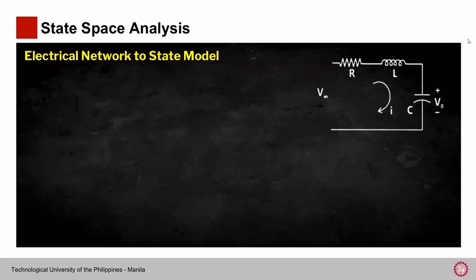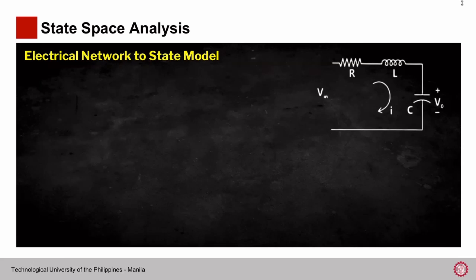Anyway, let us first study the first topic, which is another dynamic system, the electrical network. What we're going to do here is convert the given electrical network into the corresponding state model. Here, our example is a basic series RLC circuit. This is where we'll practice how we are going to do this.